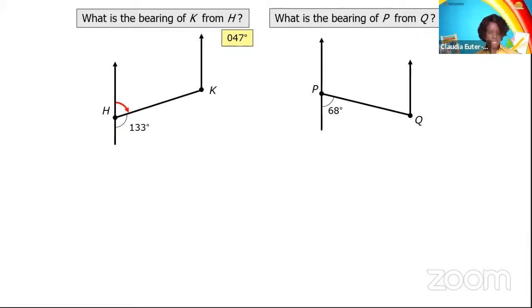I'm seeing here where Shakira is saying coming from Q to P, therefore you should subtract 68 from 360 and your answer would be 292 degrees. Oh, wow. Okay. Loving the explanation. I'm seeing where it's popping up. Some persons are saying 112 degrees.